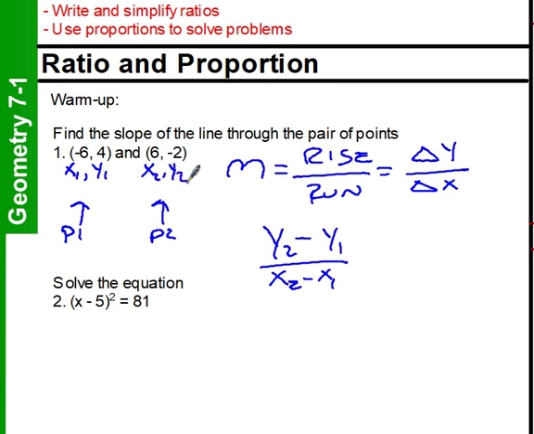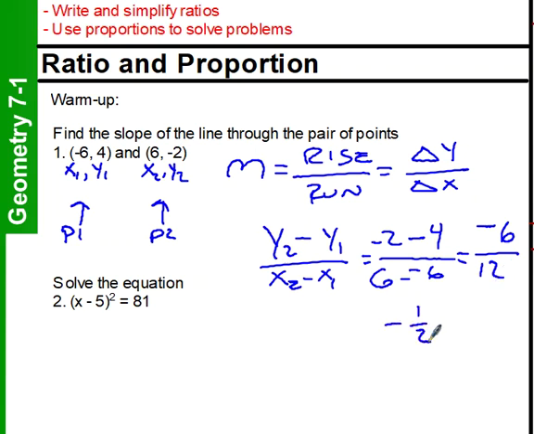So let's plug this into the equation. My y2 value is -2 minus my y1 value, which is 4, over my x2 value, which is 6, minus my x1 value, which is -6. So -2 minus 4 is -6 over, well, 6 minus -6 is 12, which gives me a grand total of -1/2.